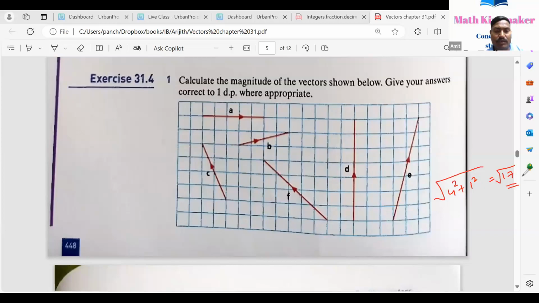So what will be its magnitude? So it will be 4.47, or point 47, sir. That means 20 under root. Yes, sir. 4 plus 16. That is 20 under root. Okay.